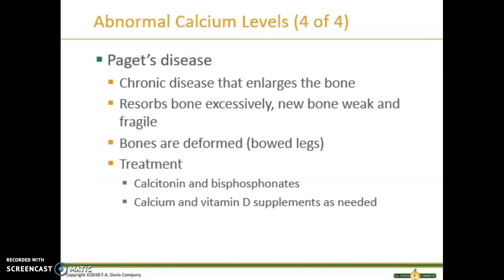Too much calcium can lead to Paget's disease. This is cause for weak, fragile, and deformed bones. And the treatment includes calcitonin and bisphosphonates, which encourage strong bone formation. Vitamin D and calcium may also be required.